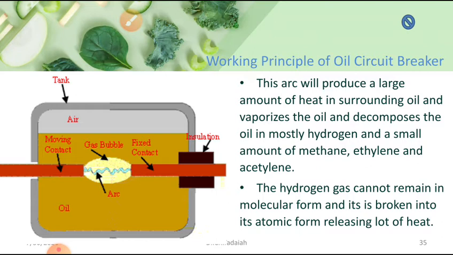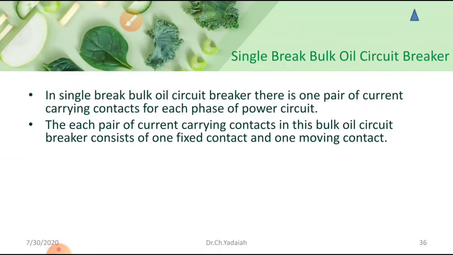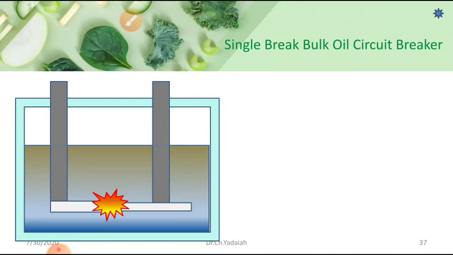So in a single break bulk oil circuit breaker, there is one pair of current carrying contacts. You can see the figure also. In a single break oil circuit breaker, there is one pair of current carrying contacts for each phase of the power system, the power circuit. Each pair of current carrying contacts in the bulk oil circuit breaker consists of one fixed contact and one moving contact. The fixed contact is the stationary contact, and the moving contact moves away from the fixed contact during opening of the circuit breaker.